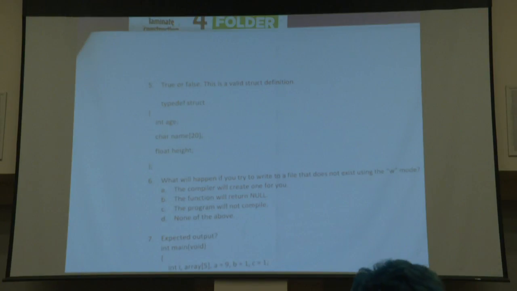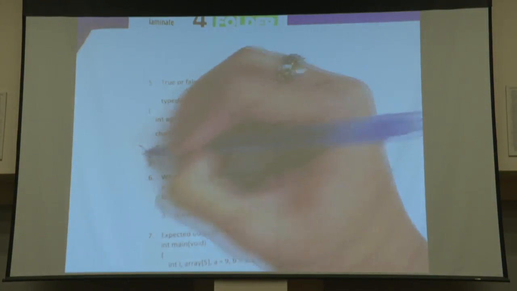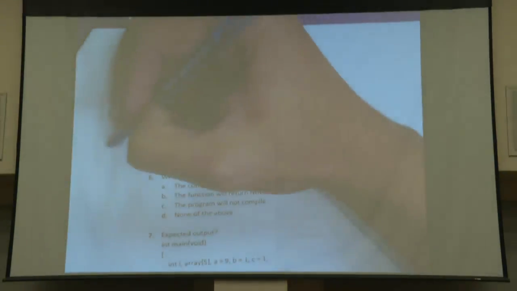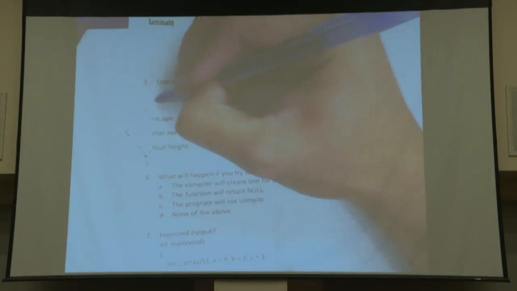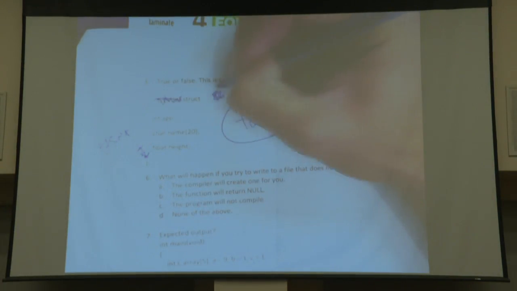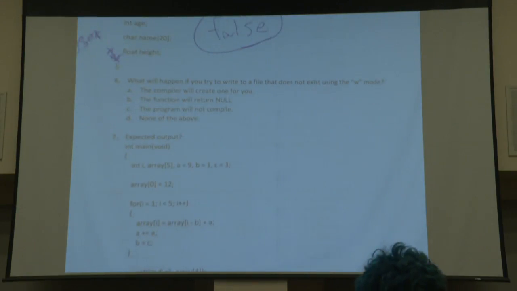So the actual issue with this, yeah, it is false, but it's important to know why. When you use typedef struct like that, you need to have the name of the struct right there. So we would call it, yeah, I think that's what you were saying. You could call it something like user. If you didn't have this typedef, your struct would look like this. You would have struct and then use, I can't spell, and user. Everybody's good with that? All right, cool. Number 6.